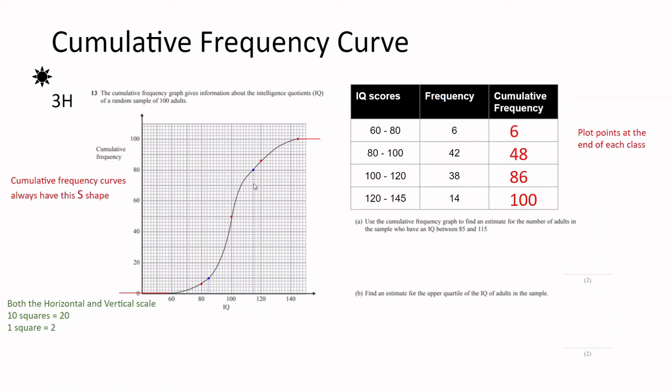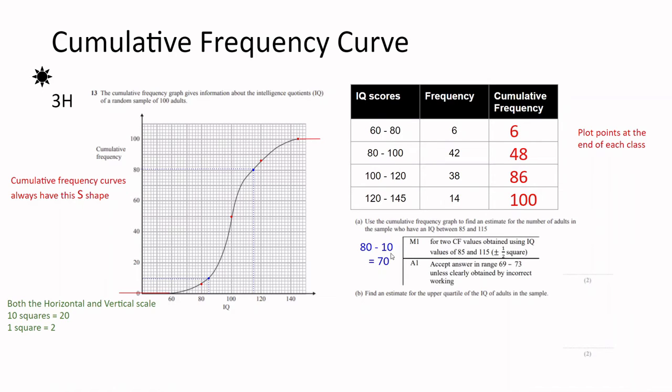And I've traced that up to see where that falls on the curve, because this is my IQ, but I'm curious to see how many people, so the frequencies. What's the cumulative frequency here? And that is approximately 10. And what's the cumulative frequency here? That's approximately 80. So I would say that in between these two IQ values, there were 80 people with an IQ less than 115, and there's 10 people with an IQ of less than 85. So between these two values, there should be 70 people. 80 minus 10 is 70.